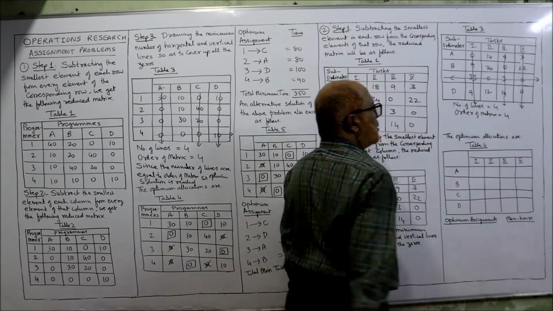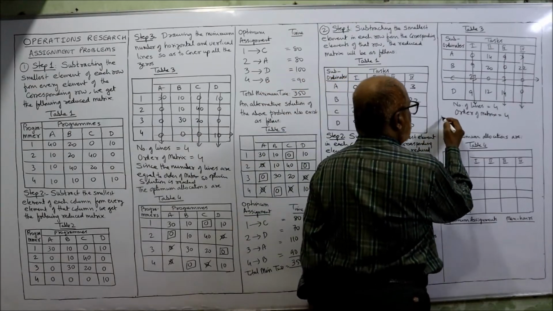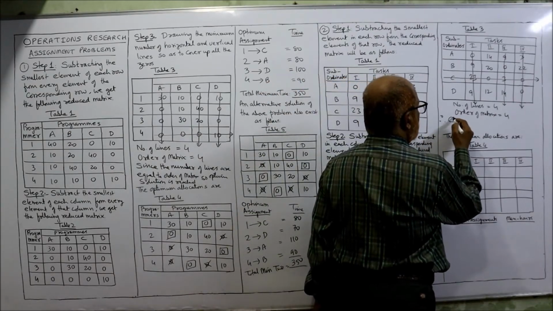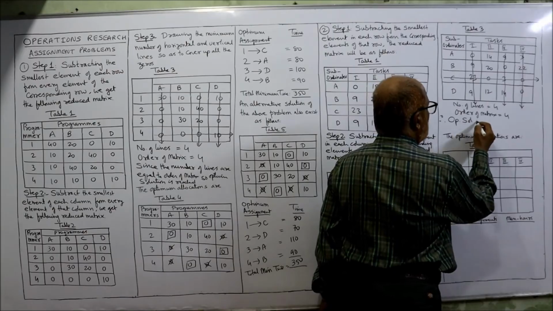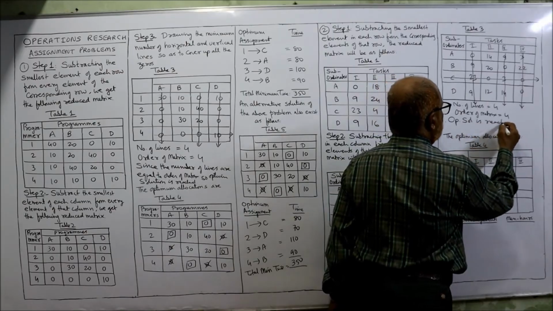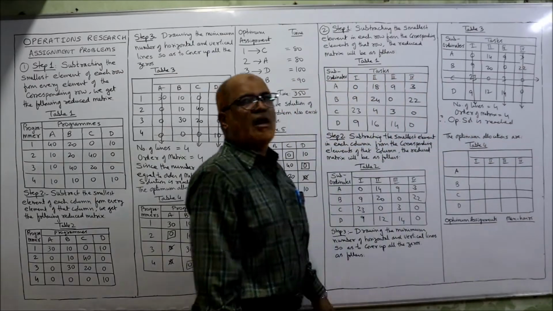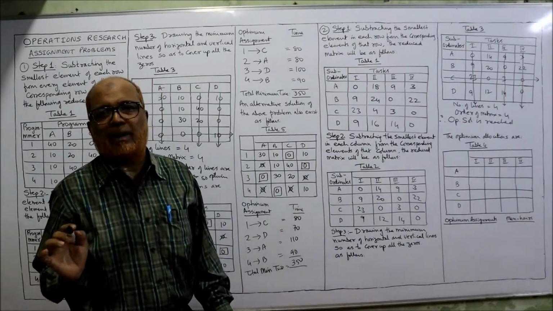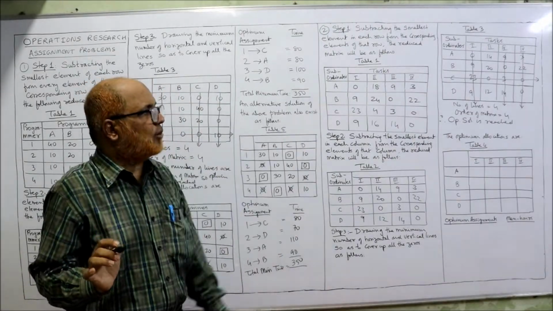Order of matrix is also 4. Therefore, optimum solution is reached. Optimum solution is reached because number of lines are equal to the order of the matrix. We have reached the optimum solution.